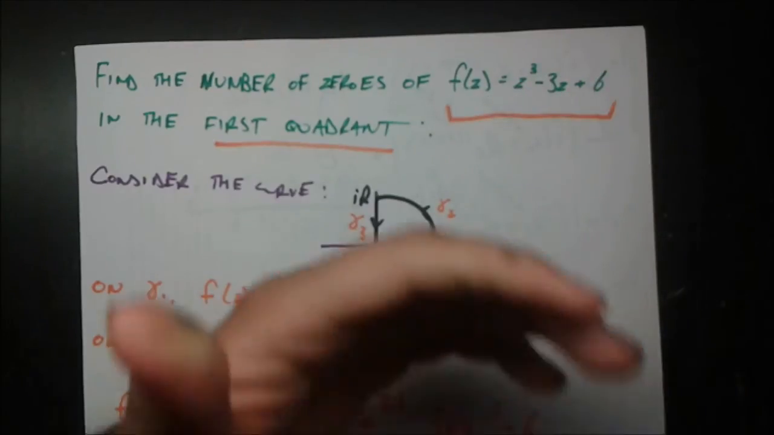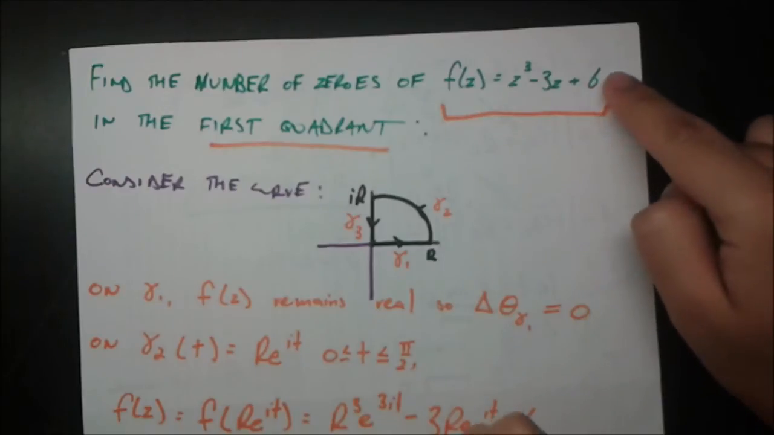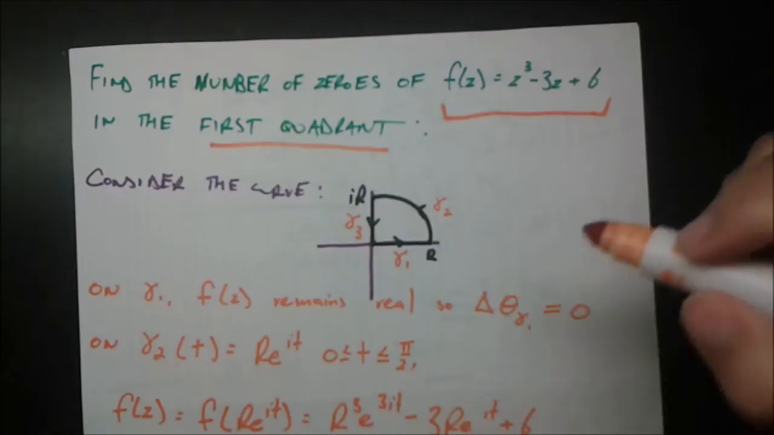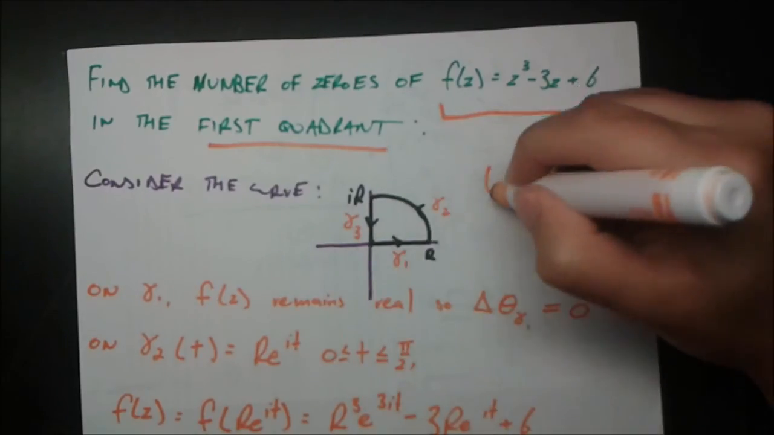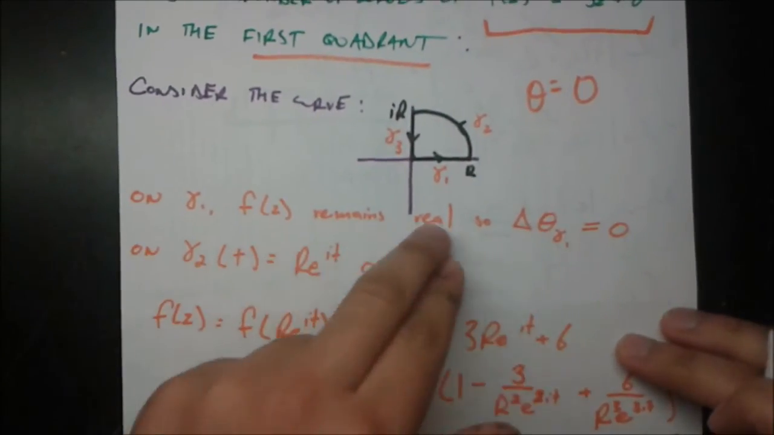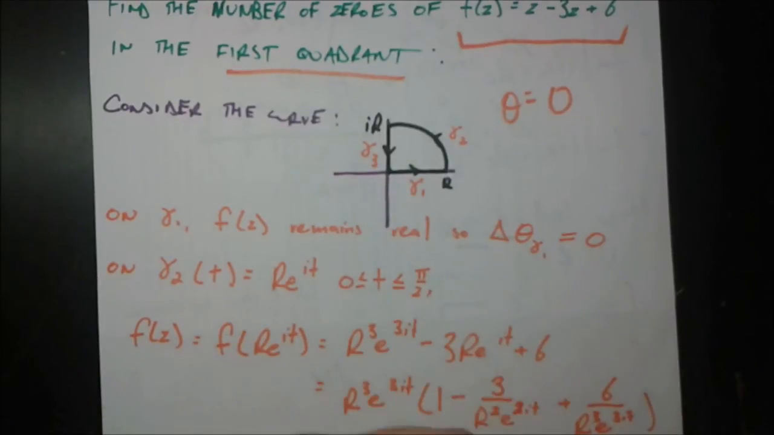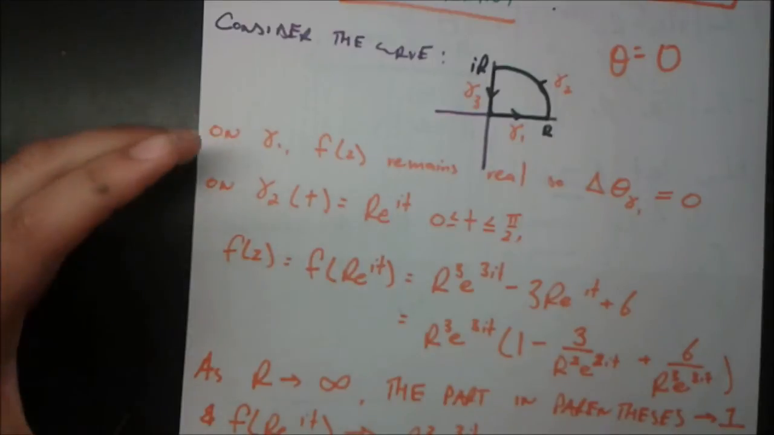What kind of values does a function take? Well, if you plug real numbers into this function, you're only going to get real numbers back, correct? And real numbers have theta what? Real numbers all have theta 0, because they all lie on the real axis, which has theta equal to 0. So that means on gamma 1, f of z remains real, so the change in theta as we travel across gamma 1 is 0, because we're never leaving the real axis for f of z. So that's easy. Now, gamma 2 is probably the hardest to compute.